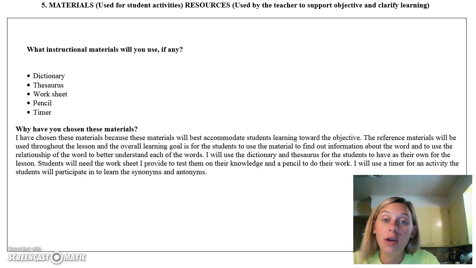I will use the dictionary and thesaurus for the students to have as their own for the lesson. Students will need the worksheet I provide to test them on their knowledge and a pencil to do their work. I will use a timer for an activity the students will participate in to learn synonyms and antonyms.